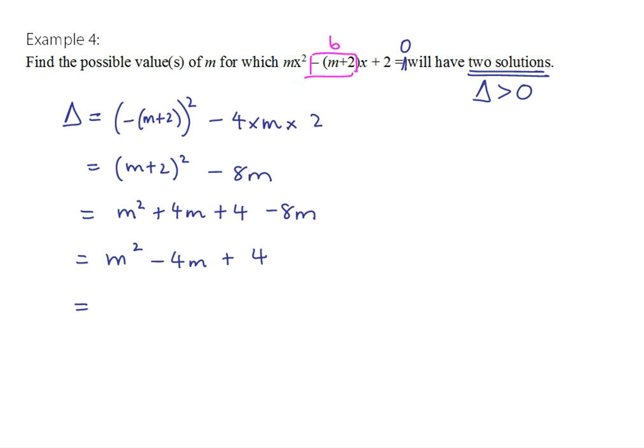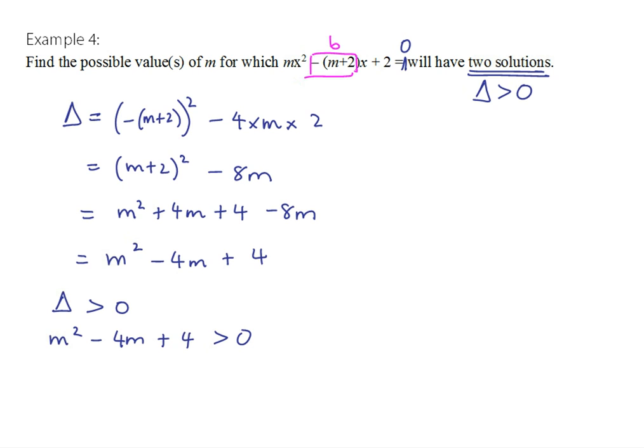And so now we've got a quadratic, and this is my discriminant. We now want to know where this discriminant is greater than 0. So we need m squared minus 4m plus 4 to be greater than 0. So we're now solving a quadratic inequality. We need to know where the graph of m squared minus 4m plus 4 is greater than 0, so we need to think about the graph of y equals m squared minus 4m plus 4.